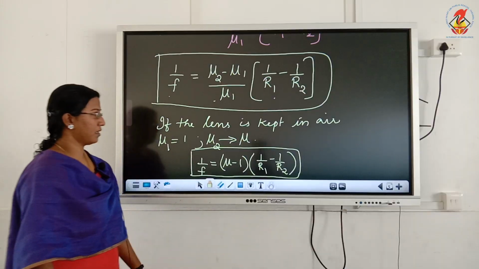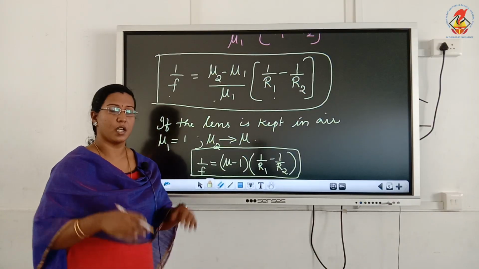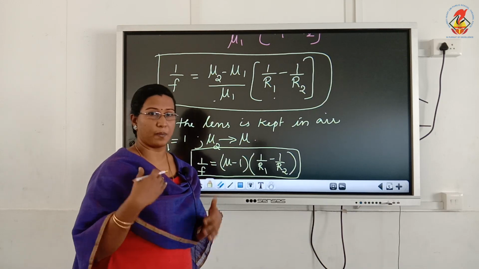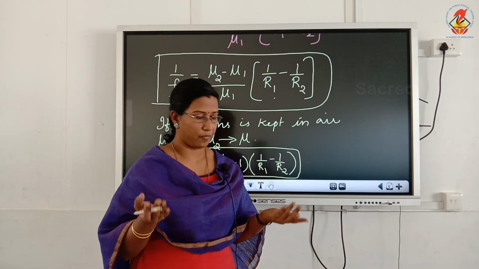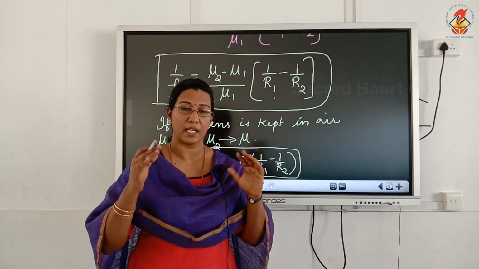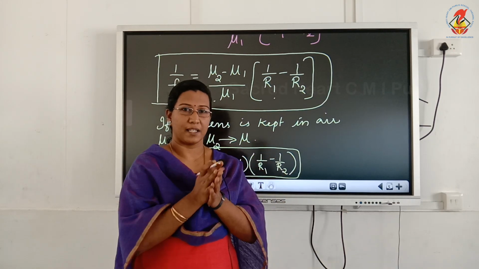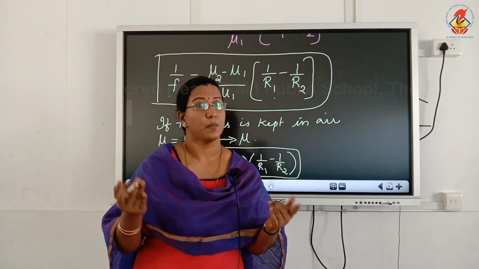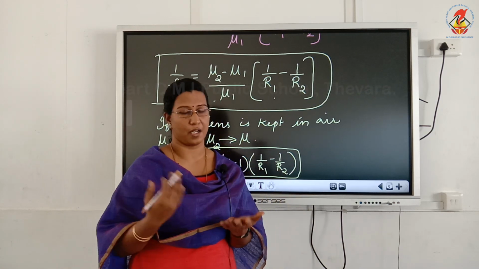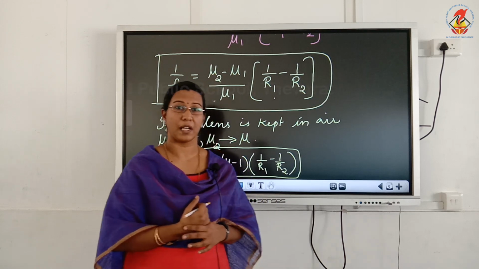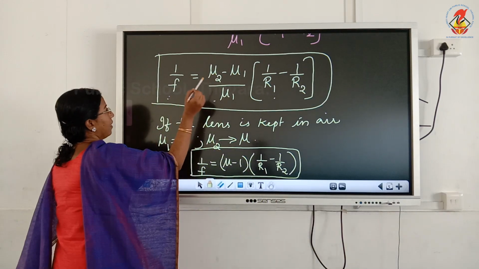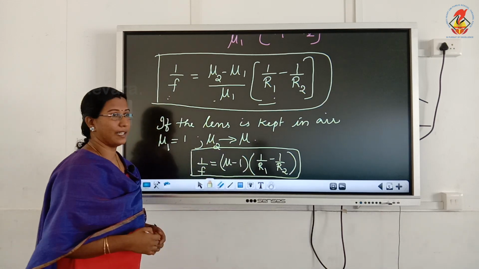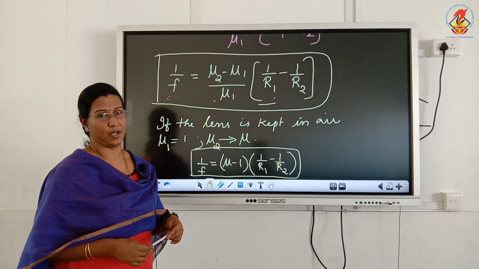I hope you understood this derivation. It's a very simple derivation. We are just considering two spherical surfaces, formulating the equation for image distance, object distance, refractive index and radius of curvature for each spherical surface. Then we are adding the equations and just assuming that the object is at infinity, the image will be formed at focus. Rearranging the equation, we will get an equation relating the focal length, refractive index and radii of curvature. And it's known by the name lens maker's formula.